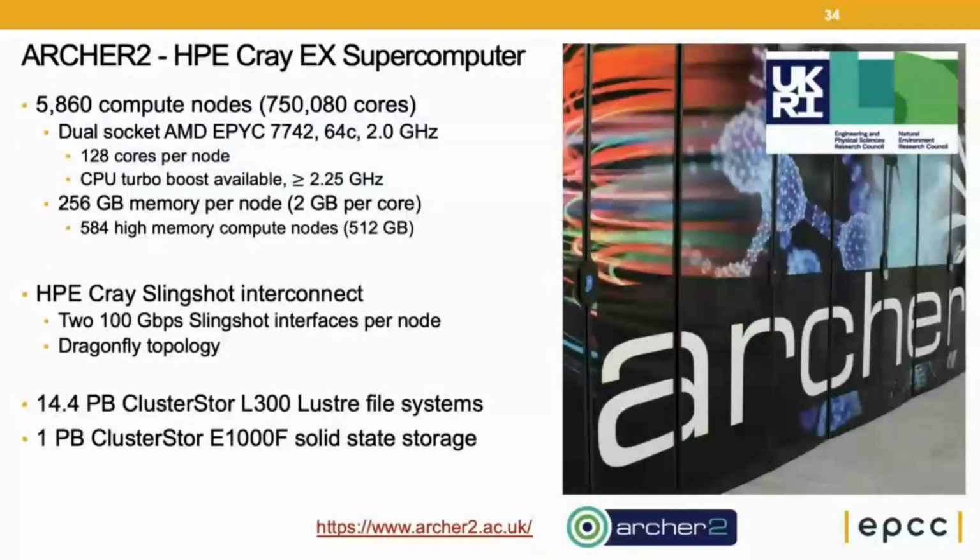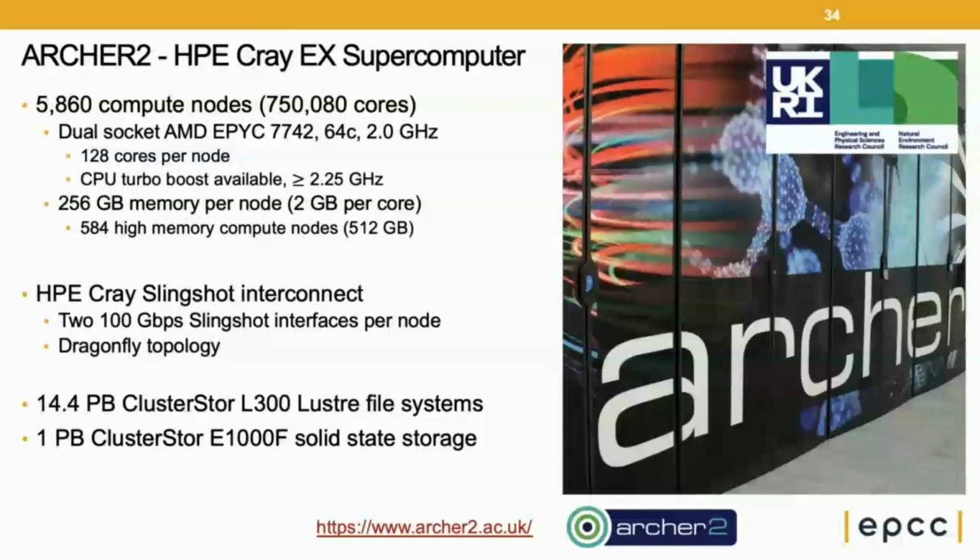So that's Cirrus. I'm now going to go on to ARCHER2. ARCHER2 is our tier 1 machine. It is the national HPC resource for the United Kingdom. So that's a lot larger than Cirrus. It has just over 750,000 cores, whereas Cirrus, I think about 11,000. And so this isn't an Intel machine, it's an AMD EPYC machine.